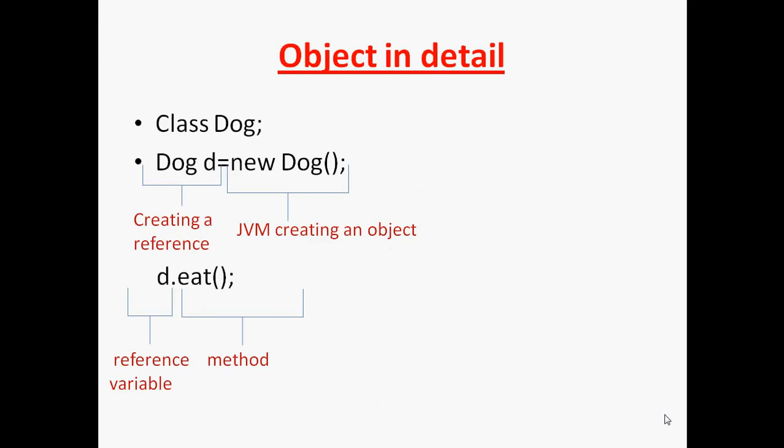Okay, so there's one class, Dog. Dog d = new Dog(). So what's going on here? I will tell you. New Dog is an object. When you say new, it means you are calling the JVM. You are calling the JVM to allocate memory for the Dog object.